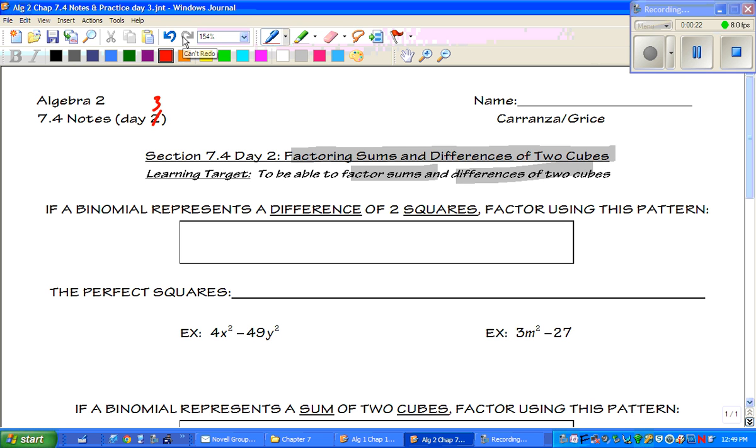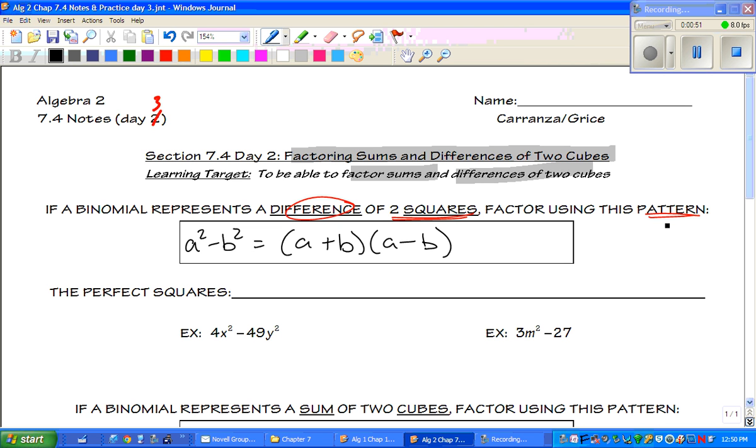Now, a binomial that represents a difference of two squares uses this pattern when you factor it. A difference of two squares looks like that, and when you factor it, it turns into a plus b and a minus b. Okay, we've done that before.